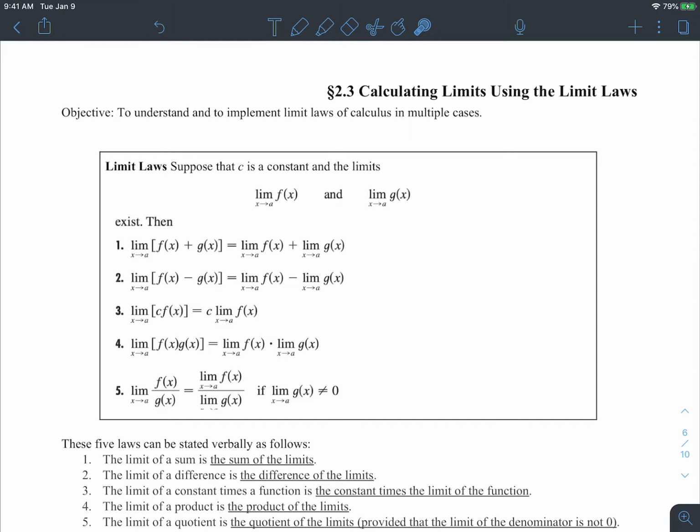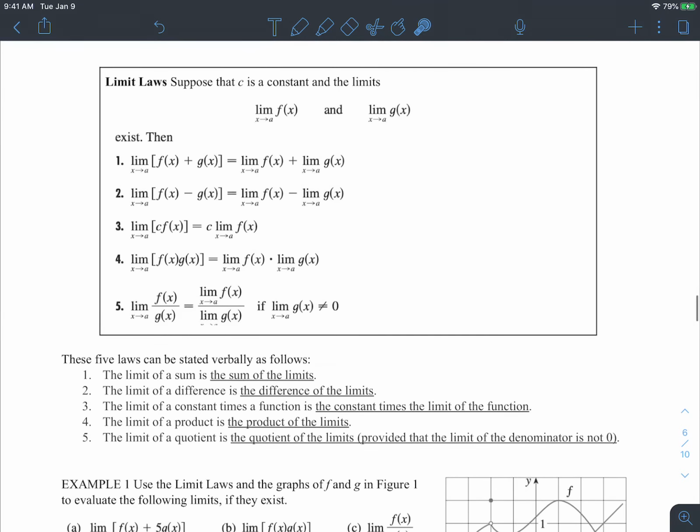Basically, given that these two limits exist, and c is a constant, we say that the limit of the sum is the sum of the limits. You might want to copy that down here, guys. And for number 2, the limit of the difference is the difference of the limits. Check. And when we have the limit of a constant times the function, you can pull that out and say constant times the limit of the function.